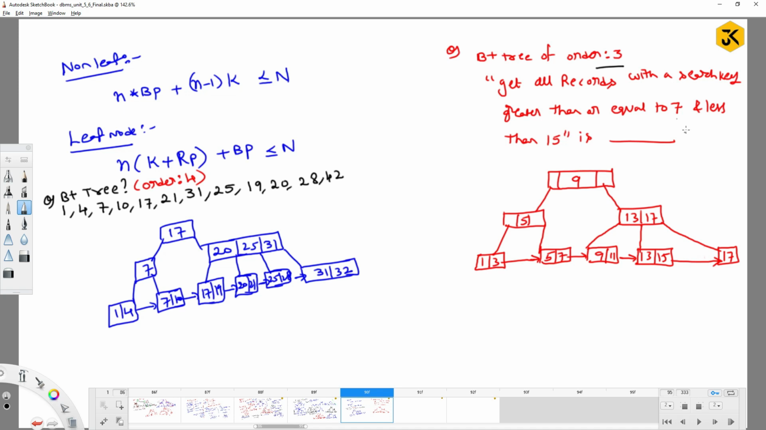For that, what you can do, select the number 7. 7 is less than 9. One node you selected, and 7 is greater than 5. Another node you have selected, and you are going to start searching here. 7, 9, 11, 13, and 15. So in total how many nodes have you searched here? Completely 5. That's it. So it's a kind of 1 mark question.